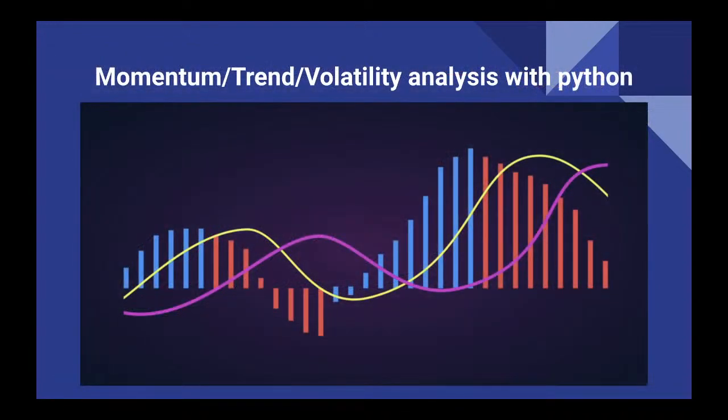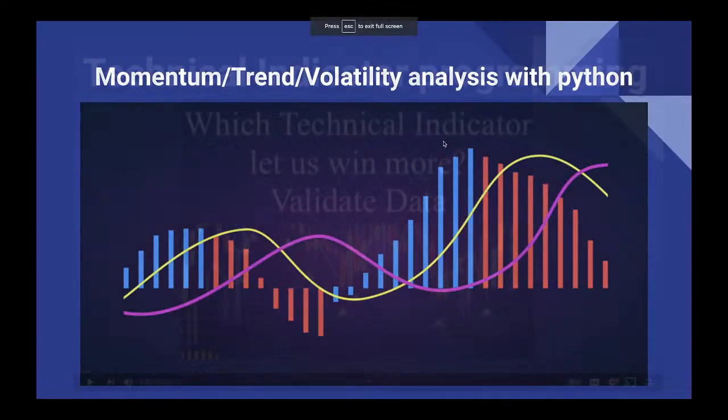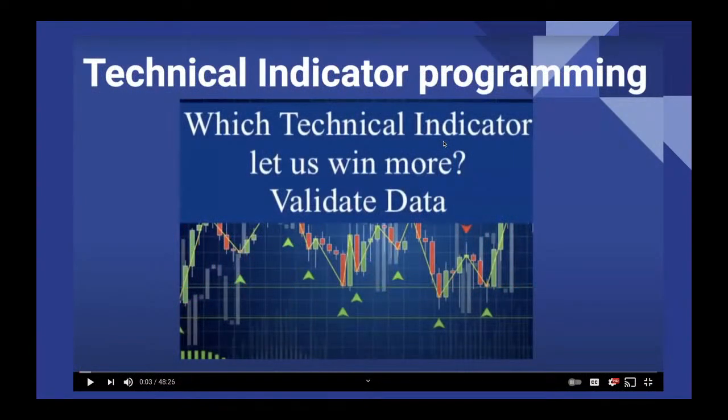Finally, the momentum, trend and volatility analysis with Python. Okay, sorry, I need to go one more. I talked about technical indicator programming previously. If you haven't seen it, you can check my video on this YouTube channel, which technical indicator lets us win more, validating the data. What I did is I checked each technical indicator, for example the MACD or the moving average. There's some point which we call the golden cross.